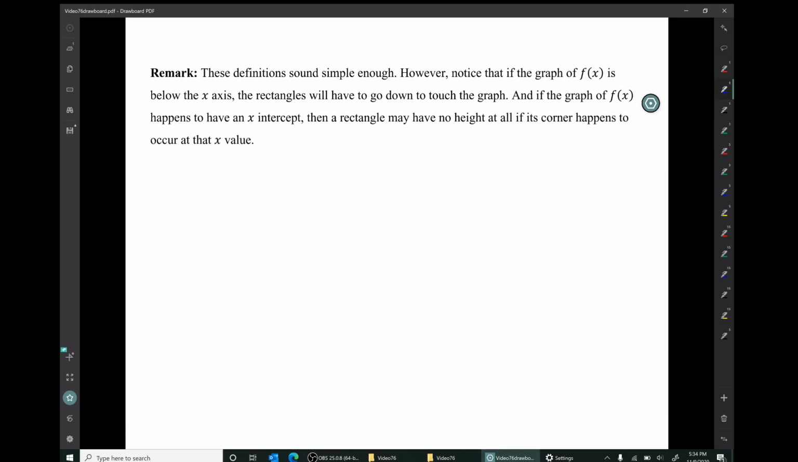Now, a remark is in order. These definitions sound simple enough, but notice that if the graph of f of x is below the x-axis, then the rectangles will have to go down to touch the graph. And if the graph of f of x happens to have an x-intercept, then a rectangle may have no height at all if its corner happens to occur at that x value.